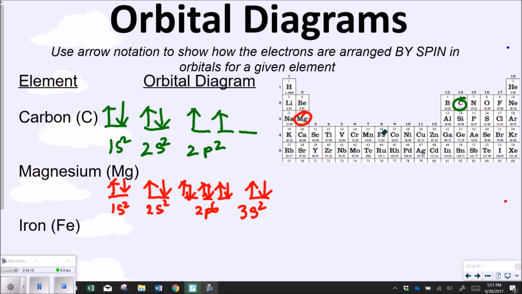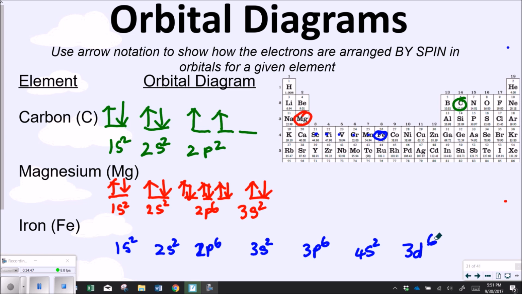Finally, let's do iron. Over here at number 26, the electron configuration is 1s2, 2s2, 2p6, 3s2, 3p6, 4s2, and 3d6. 1 orbital for s, 2 electrons. 1 orbital for s, 2 electrons. 3 orbitals for p. 1, 2, 3, we go up singly, 1, 2, 3, and we double up 4, 5, 6.